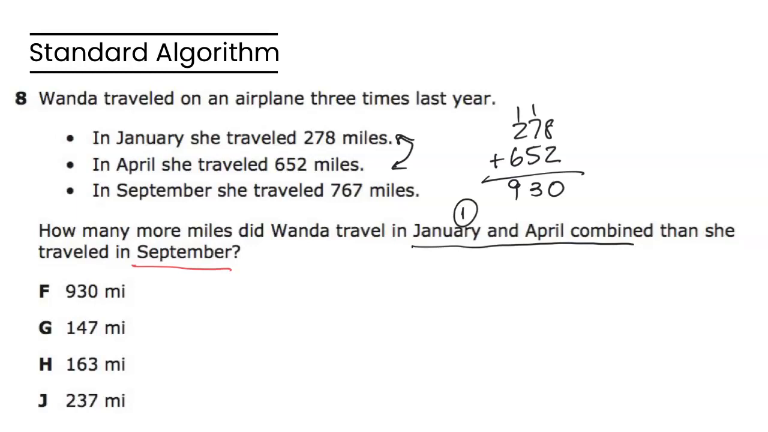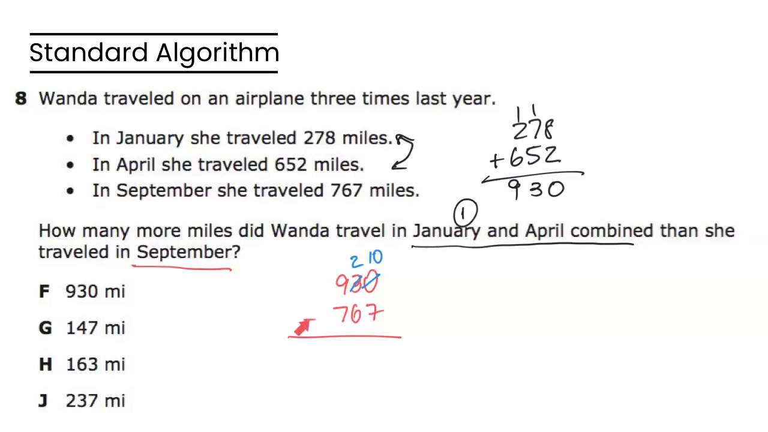Step 2 is now we want to find the difference between that number, 930, and the number of miles that she traveled in September, which is 767. Using the standard algorithm, what I notice is that immediately in the ones place, I have more on bottom, and so more on the floor means I'm going to need to go next door in order to borrow or regroup. And so we will take that 3 tens and make it 2 tens, and then make this 10 ones instead of 0 ones.